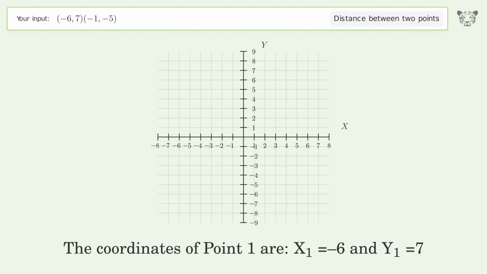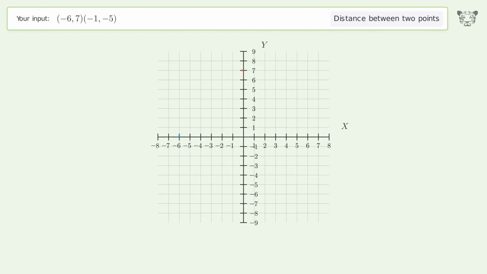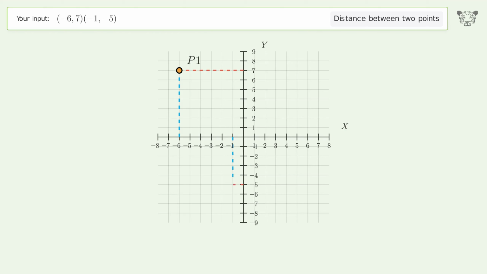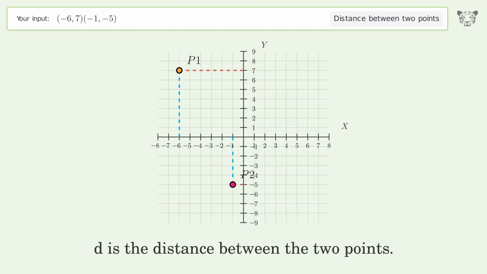The coordinates of point 1 are x1 equals -6 and y1 equals 7. The coordinates of point 2 are x2 equals -1 and y2 equals -5. D is the distance between the 2 points.